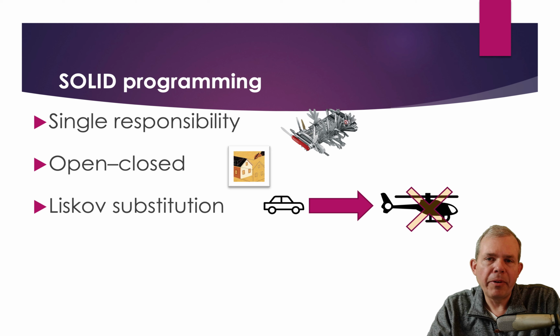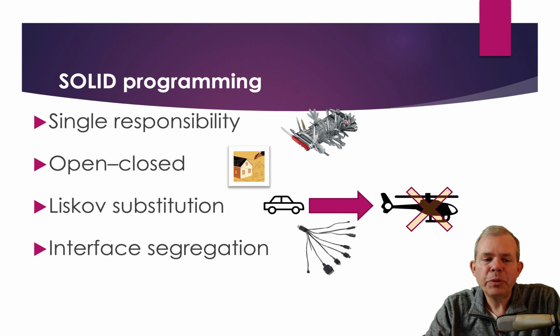You would want to design it rather to have a general vehicle and then make that the parent. Another is to have interface segregation. We've all had an interface where we have these adaptable cables. They're very handy because you just need one cable, but they're also very awkward because you might have, in this case, 8 different ends to it.